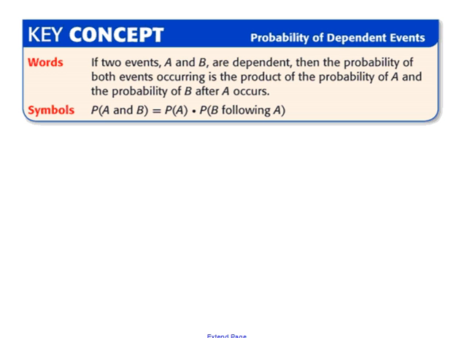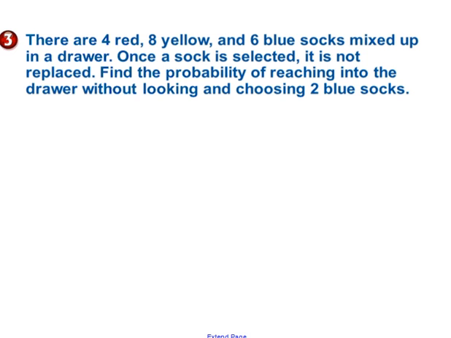Probability of dependent events. Dependent, these are events that depend on each other. If two events, A and B, are dependent, the probability of both events occurring is the product of the probability of A times the probability of B after A occurs. After A, that will change the probability of B. So let's look at an example problem here.